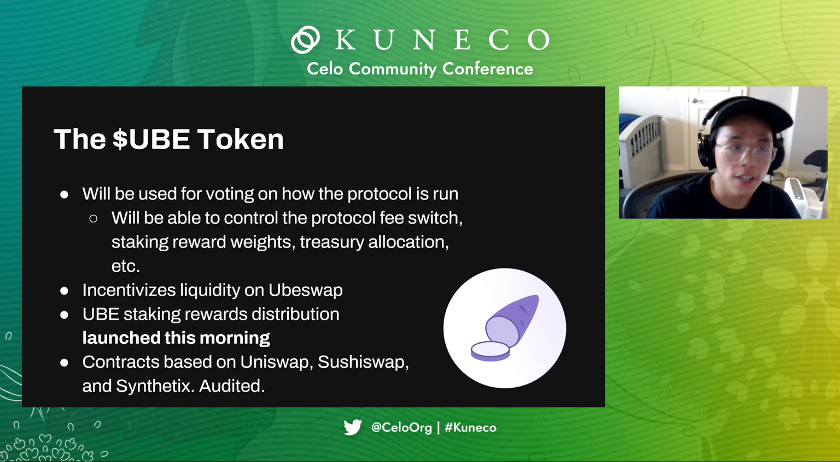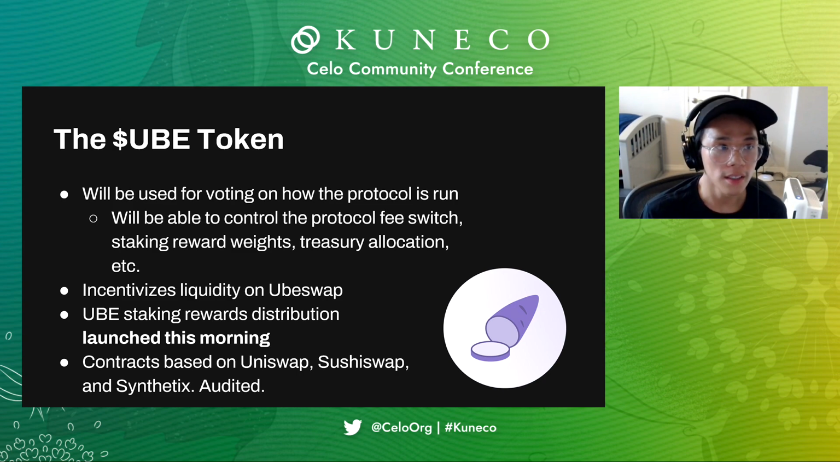So today we actually launched our token farming, the Ube token. The Ube token is a governance token. It lets people vote on how our protocol is run. So Ubeswap is a community project where we want everyone to be able to participate in making the best possible exchange for the Celo ecosystem. People who hold tokens are able to control all these different parts of the protocol.